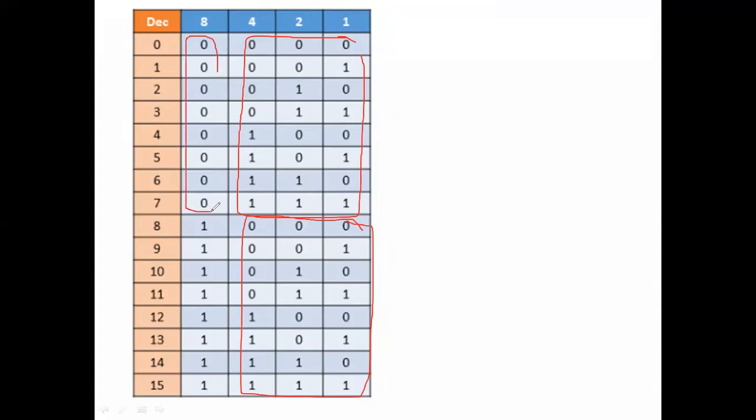Actually, this is not the correct procedure, but for remembering, this is very easy. For the second 8 combinations, we are putting 1. So this is easily remembered by using this 8421 code also. 8421. In this way we are getting the 4-bit combinations.